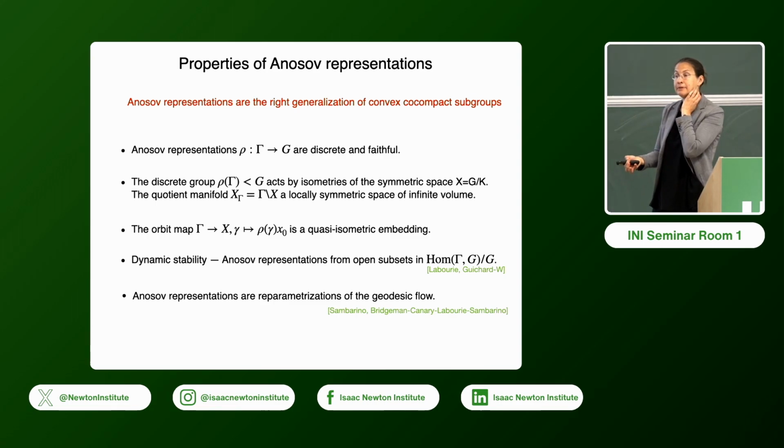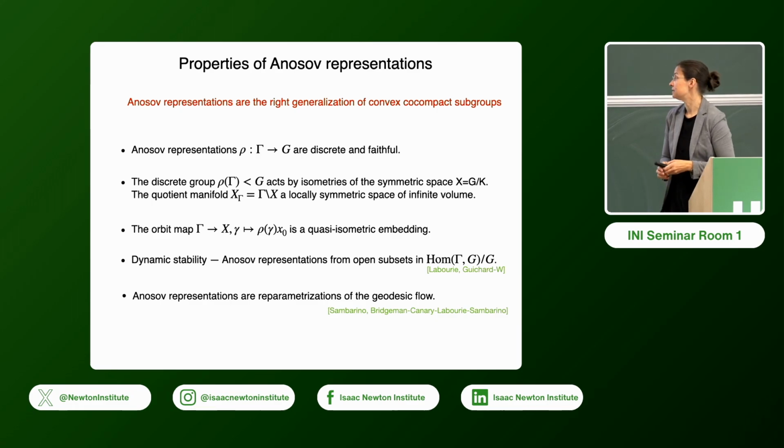The orbit map is a quasi-isometric embedding. You have dynamic stability. So Anosov representations give you an open subset of the space of all representations. If you give me one representation, and you wiggle the generators a bit to get another representation nearby, if the first one was Anosov, the second one is also Anosov. In particular, it's discrete and faithful. So usually, discrete and faithful is not an open set of the representation variety.